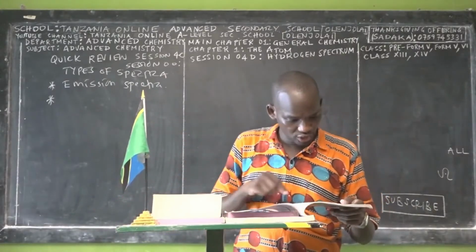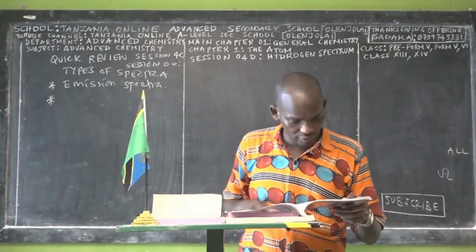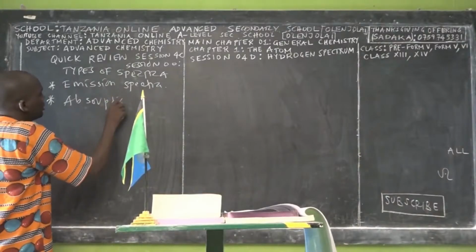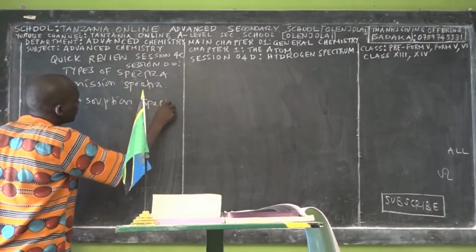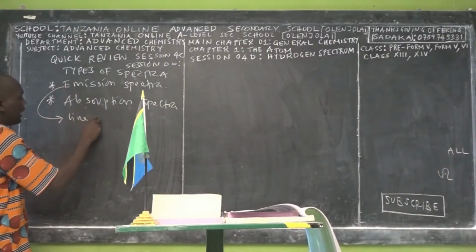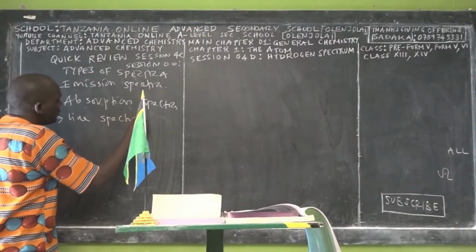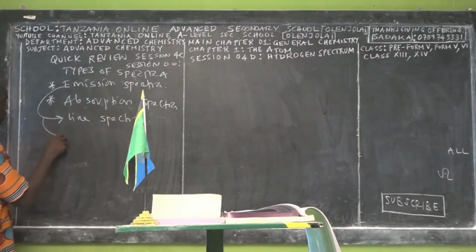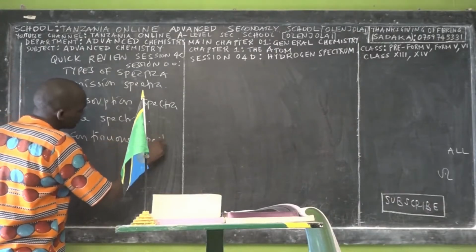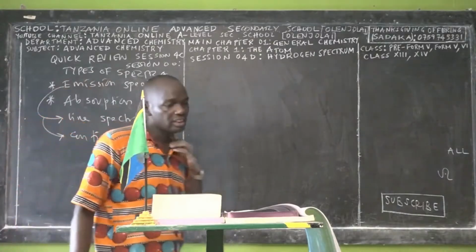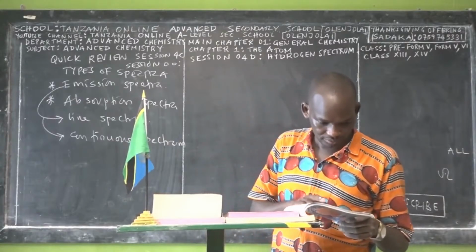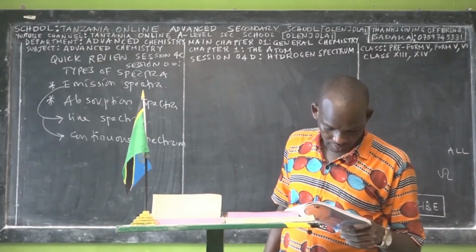So that's called emission spectra, and also you have absorption spectra. That's what we have discussed. But emission spectra also can be classified into line spectra, into continuous spectra, and also into band spectra.